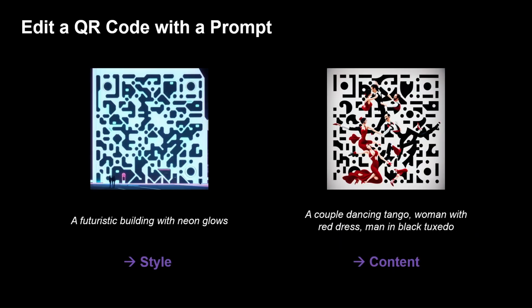And of course, I can modify the prompt. So here are the results that are obtained by just modifying the prompt, but not the other parameters, not even the seed. And so when I ask for a futuristic building with neon glows, here's what I get here on the left. And so you can see I can have an impact on the style of it. And then I try to have an impact on the content. So I ask for a couple dancing tango, etc. And here you can see, okay, but that's not exactly what I wanted because I wanted only one couple. But you see how the ControlNet is trying to fit the description within the frame of the QR code, right?